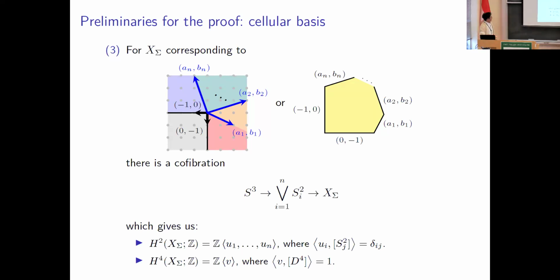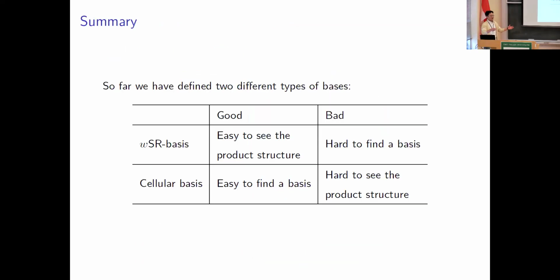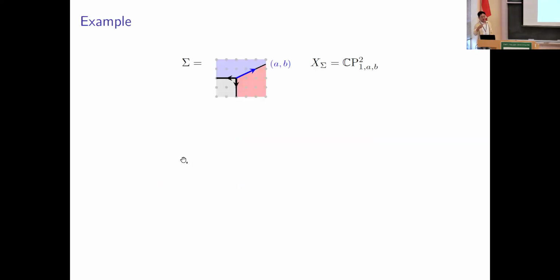Yes. Okay, so here is the summary about this question. I began with some toric surface, and I gave you two different stories. One is the standardized presentation, and the other one is the cellular presentation, coming from the cofibration, right? But there is a good thing and a bad thing for each of these stories. So one is, if you look at the standardized basis, coming from the Poincare dual, and so on.